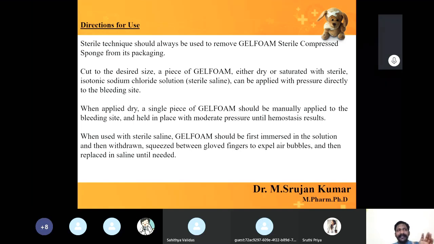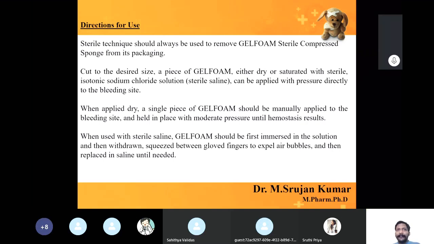When you are applying the same in dry form, that dry form should be cut to a desired size, and that single piece of gel foam should be applied to the bleeding side, and it has to be held with a moderate pressure until hemostasis results. Hemostasis is nothing but until the bleeding stops. When used with sterile saline, gel foam should be first immersed in the solution and then withdrawn, squeezed between gloved fingers to expel air bubbles, and then replaced in saline until needed.